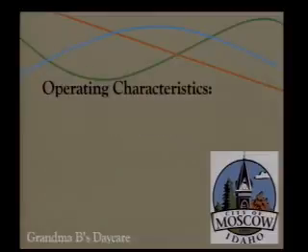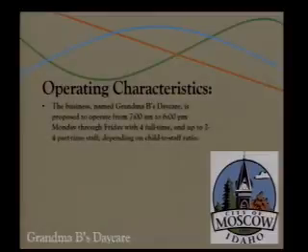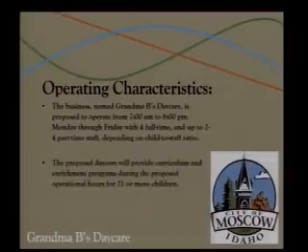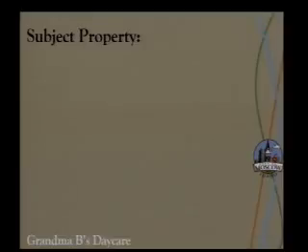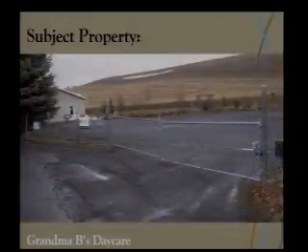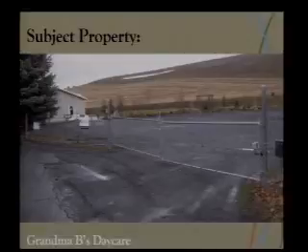Operating characteristics: the business named Grandma Bee's Daycare is proposed to operate from 7 a.m. to 6 p.m. Monday through Friday with 4 full-time and up to 2 to 4 part-time staff, depending on the child-to-staff ratio as required by the state. The proposed daycare will provide curriculum and enrichment programs during the proposed operation hours for 21 or more children. Here's the street view of the subject property, our most recent photo. Previously, I've heard the comments of the Slurp and Burp, Sharman's property.